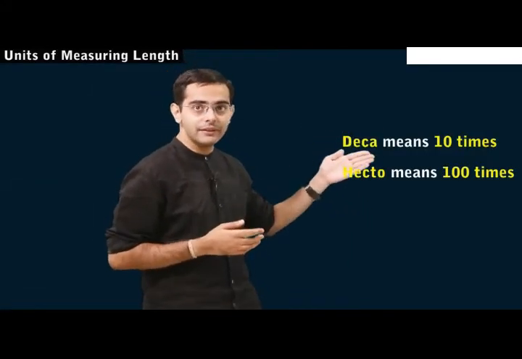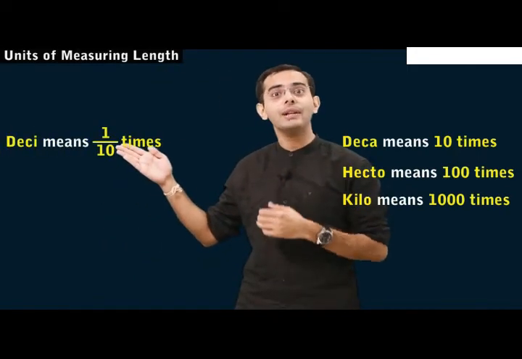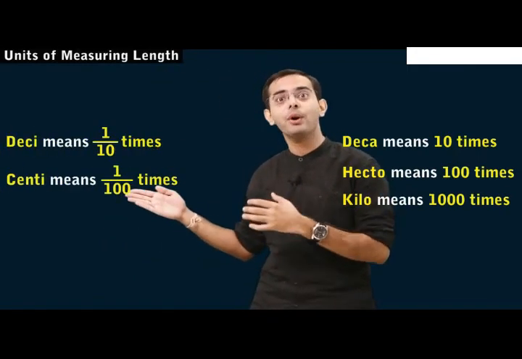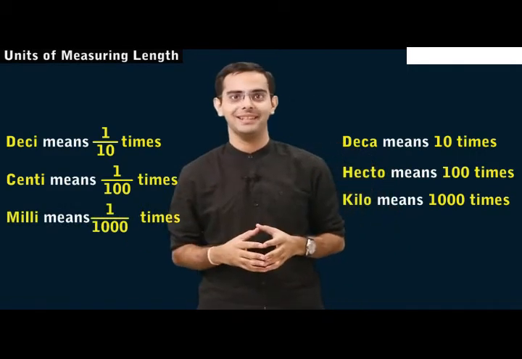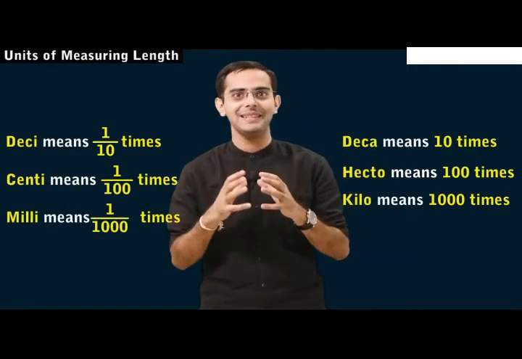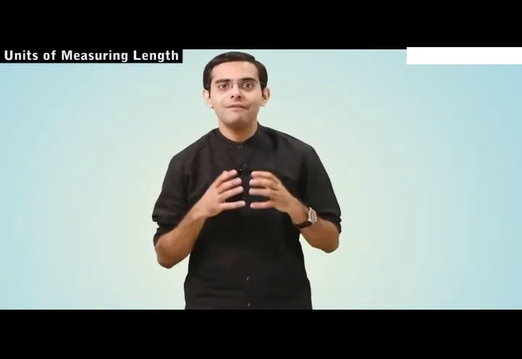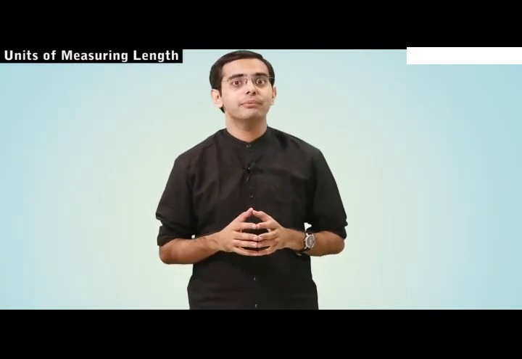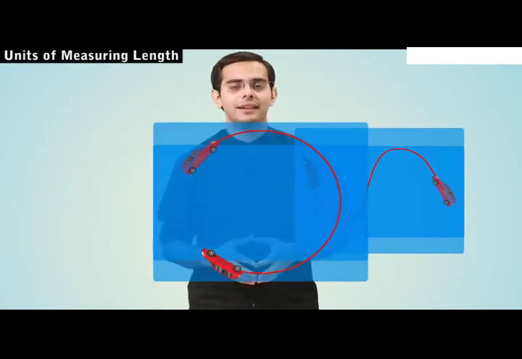Likewise, deca means 10 times, hecto means 100 times, kilo means 1000 times, deci means 1 upon 10 times, centi means 1 upon 100 times, and milli means 1 upon 1000 times. So this was all about the metric system and the units. Now the next question which I had asked you was, how can we measure the length of an object if it moves randomly in a zigzag manner like this or in a circular manner like this?